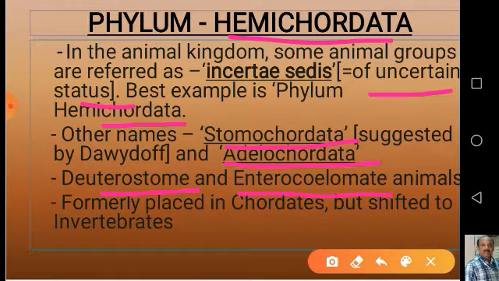That means mesodermal pouches that evaginate from the wall of the archenteron into the blastocoel fuse with one another to form the enterocoelom. All the deuterostomes are enterocoelomates only, and in the same way Hemichordata is a deuterostome as well as an enterocoelomate animal, like the chordates and echinoderms. Formerly it was placed in chordates, but now it is shifted to invertebrates.